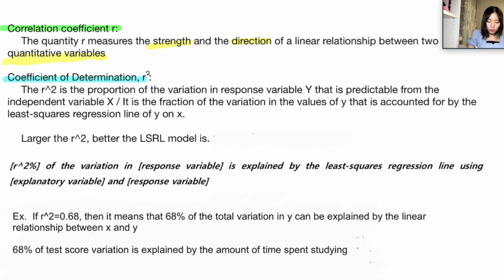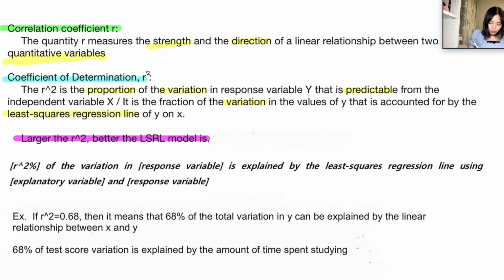R square is the proportion of the variation in the response variable y that is predictable from the independent variable x. In other words, it is the fraction of the variation in the values of y that is accounted for by the least squares regression line of y on x. You can say it represents the percent of the data that is closest to the line of best fit. And remember, as your coefficient of determination R squared gets larger, you have a better LSRL model.